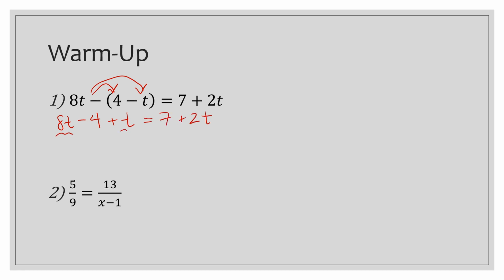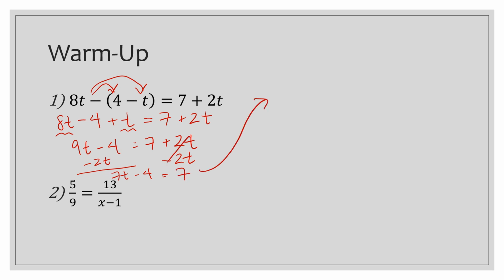Then I'm going to combine like terms. 8t plus t equals 9t minus 4. All right, so now I really need to get everything on the same side. So what I'm going to do is get rid of the 2t over here, so minus 2t. And when I subtract 2t, that gives me 7t minus 4 equals 7.